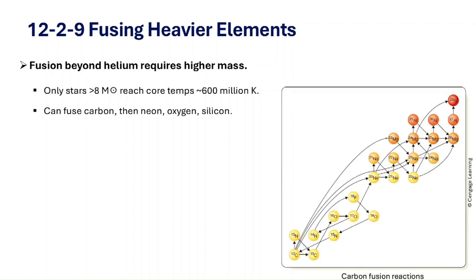Now see the figure. Here the network of carbon fusion reactions is illustrated. You can see how carbon-12 can capture additional nuclei to form elements like neon, oxygen, magnesium and eventually silicon. Now here the arrows represent different reaction pathways, some involving protons, neutrons or helium nuclei.